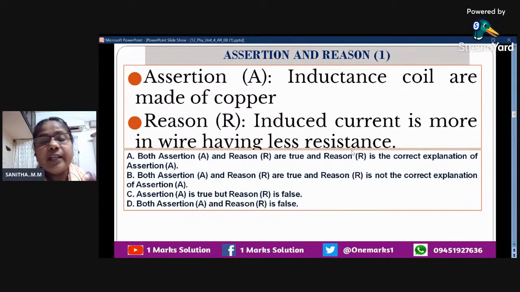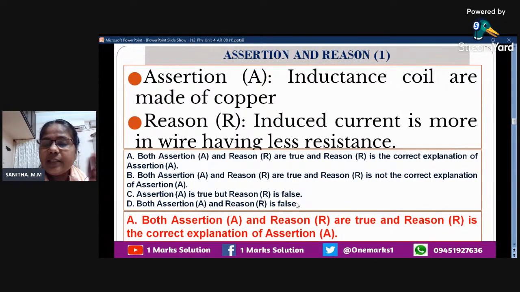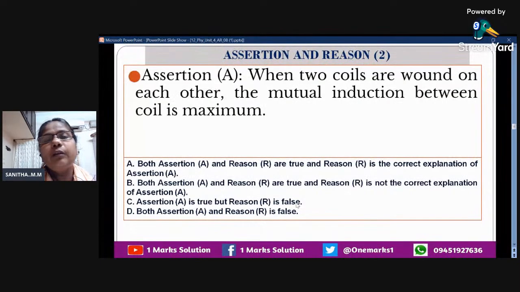And the second one, induced current is more in wire having less resistance. That is also correct. Why? Because what is the equation for the current? I is equal to V by R. Instead of V, we can use induced EMF, small e, by R. So here the assertion as well as the reason are true, and it is the correct explanation, because we are pointing about the copper also. Copper is having less resistance, that is why we are using it. So the option is A. Now we can go for the second.